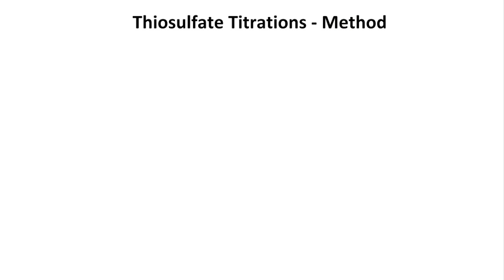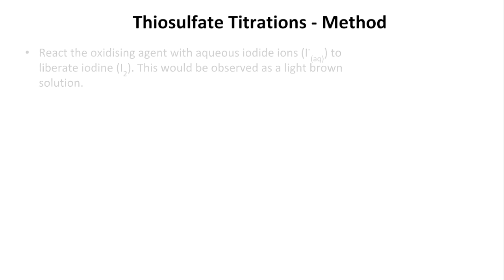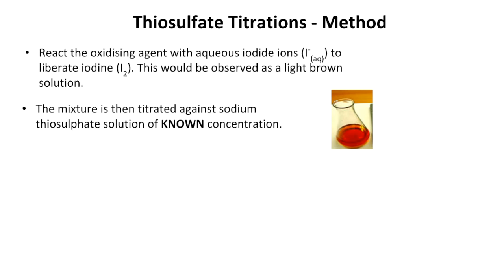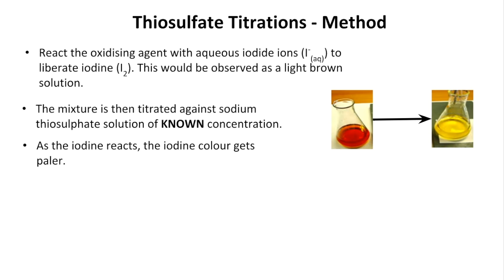So we'll just finish with a run through the method now. So the first thing you would do is react the oxidizing agent with those aqueous iodide ions, and that's going to generate the iodine. So that would be observed as a light brown solution in your conical flask. You then perform the titration with sodium thiosulfate of known concentration. So as the iodine reacts, its colour will become paler and paler, so it's going to go more yellow.